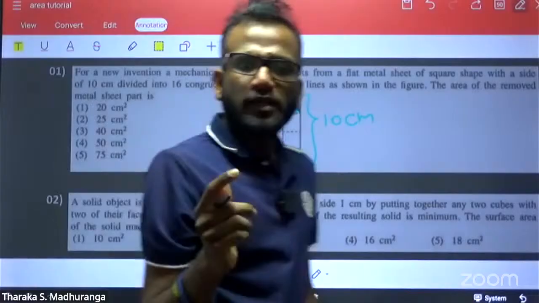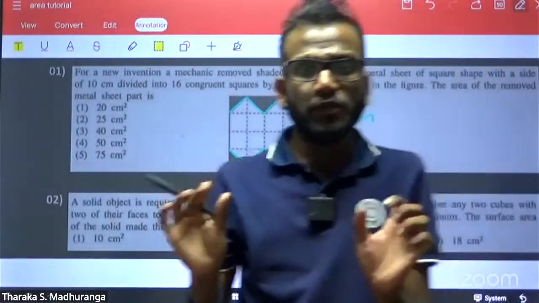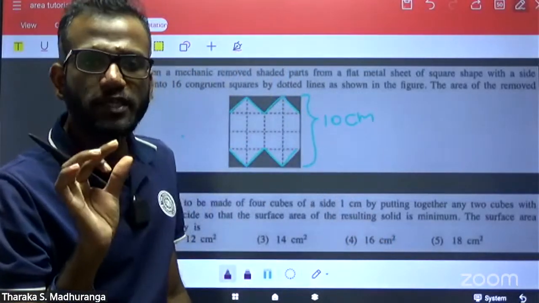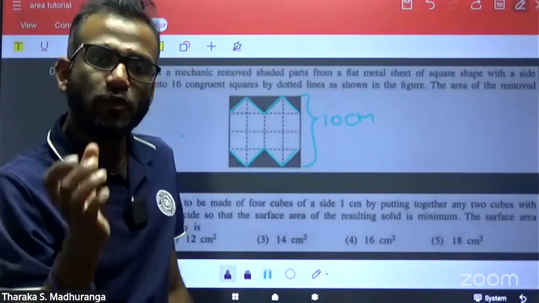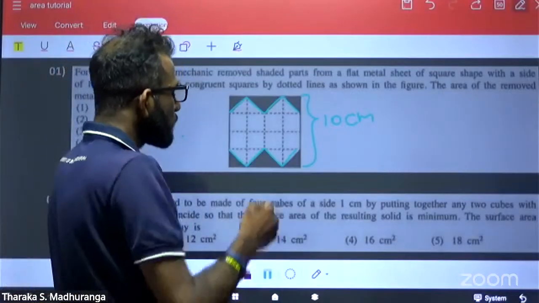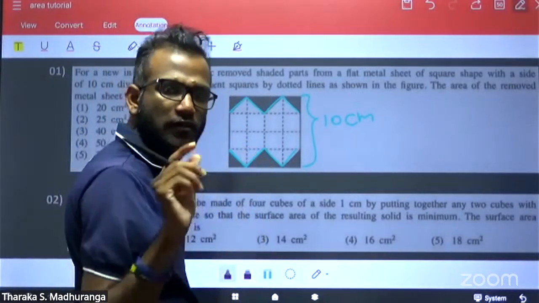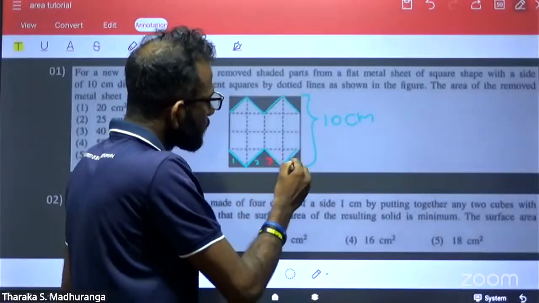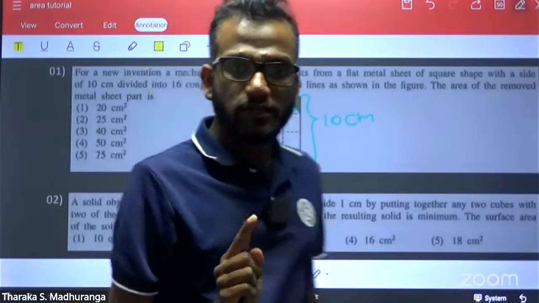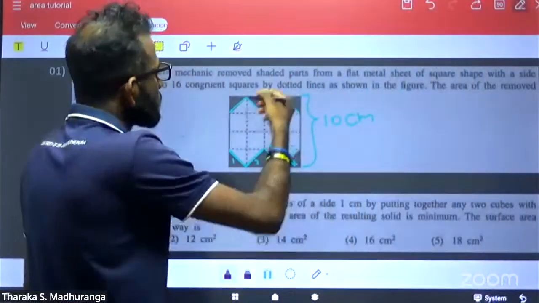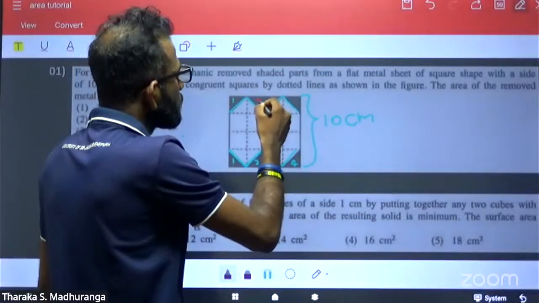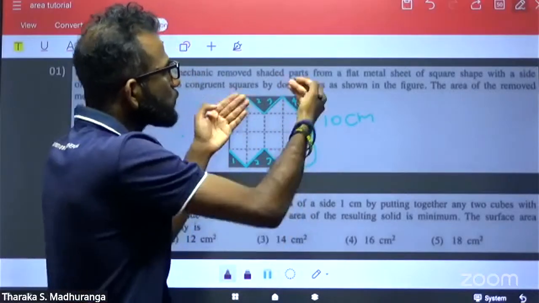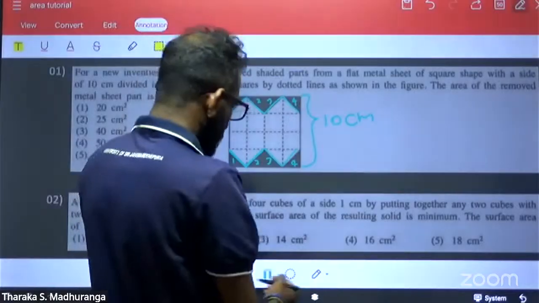Okay. To get the area of the removed part, first of all, you need to find how many small squares are shaded, that is, removed. First of all, this part is a half square. This is another half square. Then 1, 2, 3, 4 half squares. Then above part of the plate, 1, 2, 3, 4 half squares. Then overall, 4 plus 4, 8 half squares, right?